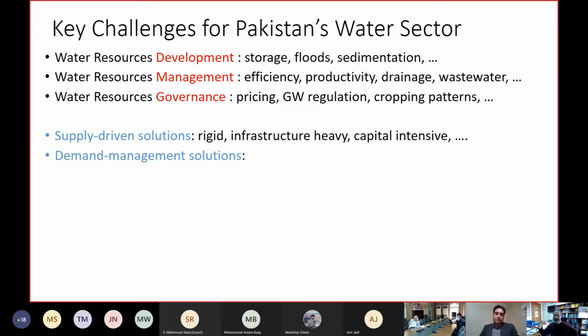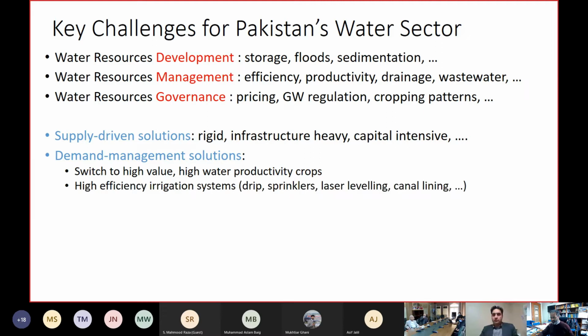Whenever we look at these issues, whether related to water resource development, management or governance, people come up with all sorts of ideas. In many places around the world, one of the first places to start is water productivity. We have water, so how are we using it to its full potential? Maybe instead of growing very water-intensive crops, we should switch to high-value, high water productivity crops. This is the pathway that Egypt took, that Morocco took, that Israel took, and we are also thinking about those things.